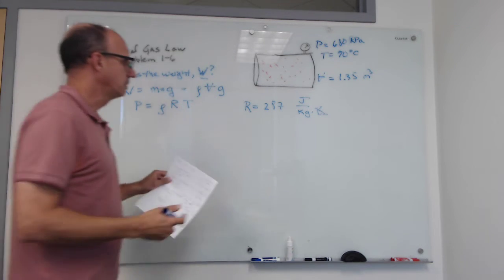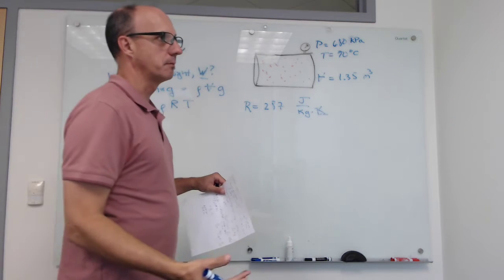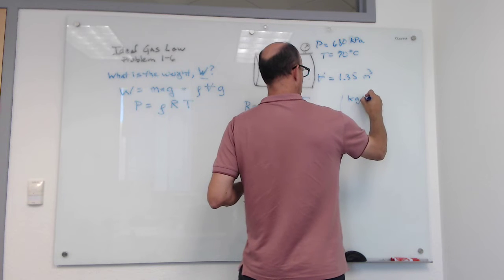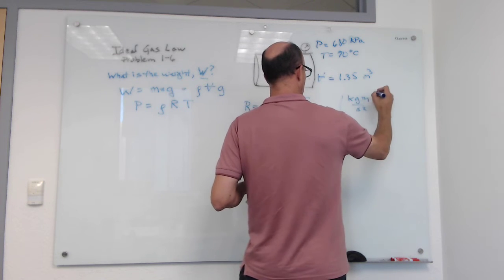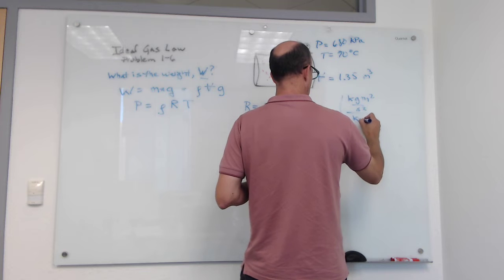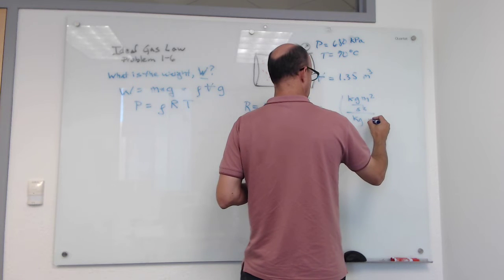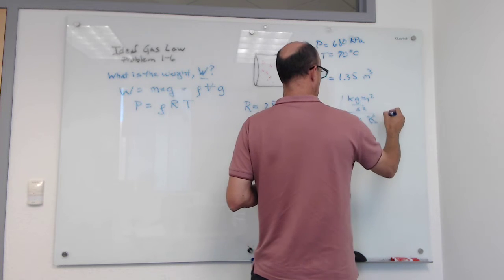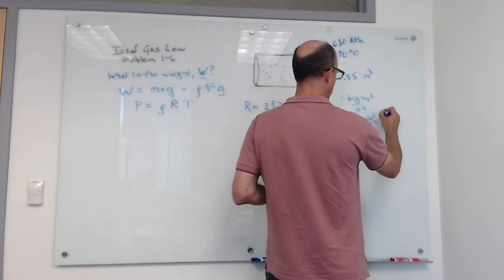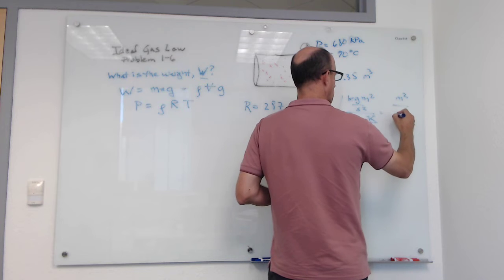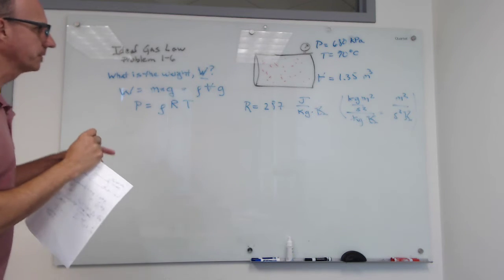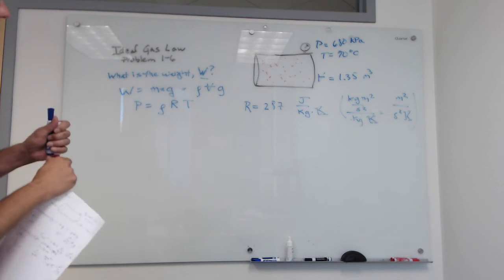A joule is a Newton meter, and a Newton is a kilogram meters per second squared. So we can also think of the units here as kilograms meters per second squared times meters, which gives us meters squared, divided by kilograms divided by Kelvin. And you'll see there that the kilograms will cancel, and you're left with meters squared per second squared per Kelvin. Okay, so helpful just to keep track of those units.